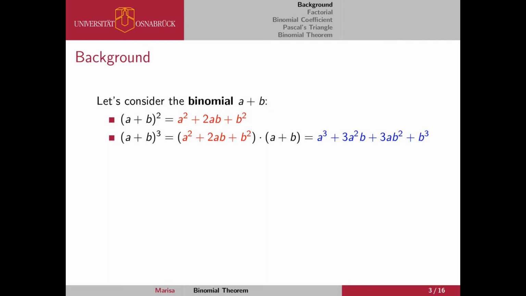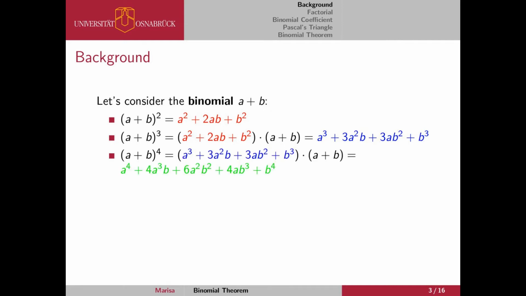If you multiply this out, you will get a to the power of 3 plus 3a squared b plus 3ab squared plus b to the power of 3. We can also take this further. Let us consider (a plus b) to the power of 4. Again, we can take the result from the previous calculation and multiply it once more with (a plus b). As a result, we will get a to the power of 4 plus 4 times a to the power of 3 b plus 6 times a squared b squared plus 4 times a b to the power of 3 plus b to the power of 4.